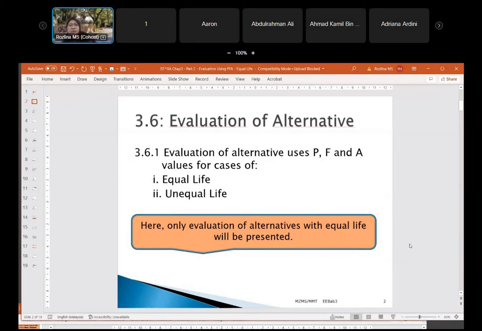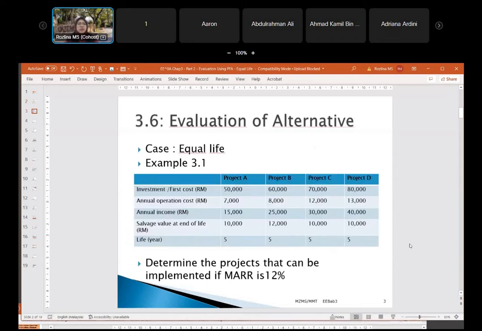Evaluation of alternatives using P, F, and A values for the case of equal life and unequal life. But he said earlier that part 2 is only equal life. Here only evaluation of alternatives with equal life. Equal life means the life of every project is the same: 5, 5, 5, 5. So we can compare easily. Okay, let's say this is the example.